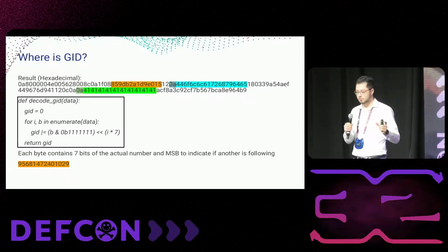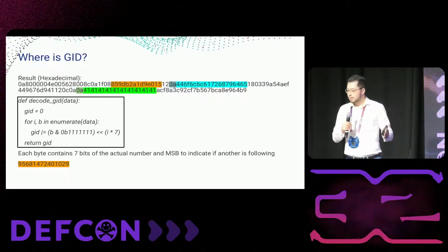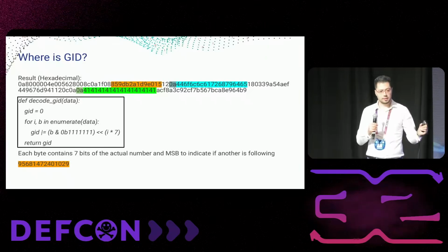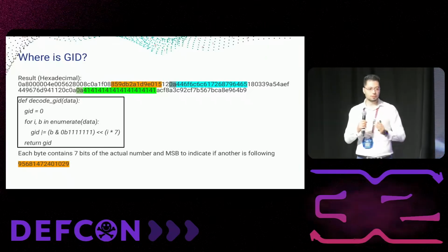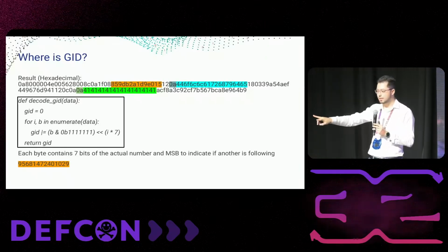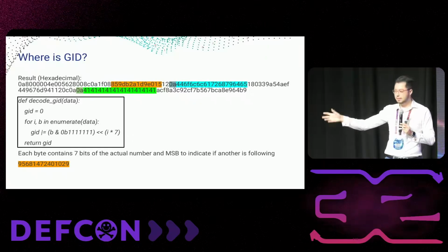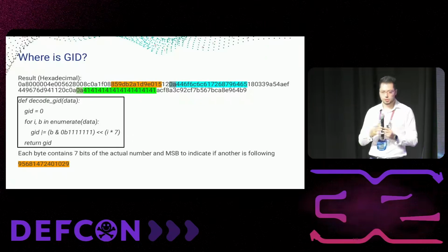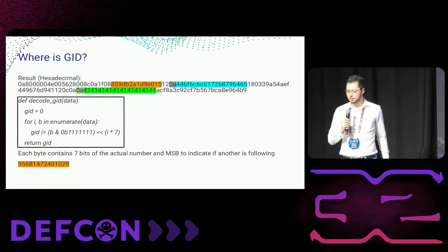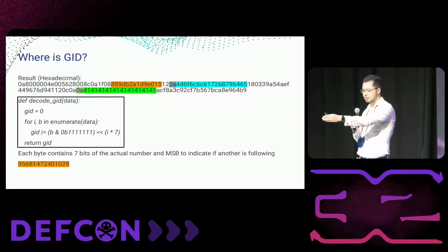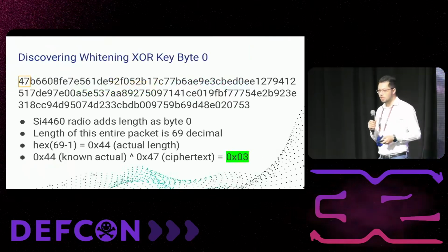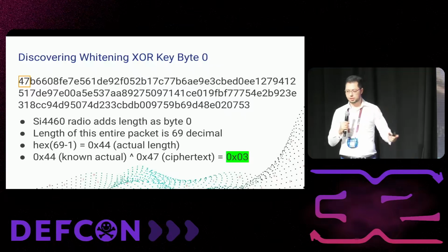It is encoded in a very special way. First, 7 bits contain the actual number, and then the most significant bit indicates whether another byte is following. That's how they avoid, for example, as you can see, the 0A in both the payload and the call sign, that's the length. That's how they can be more efficient in the use of the data stream within the radio. So that's simple enough. We can write this Python decode script to decode the GID, and then we can take the orange bytes at the top and get the orange bytes at the bottom. Relatively simple.